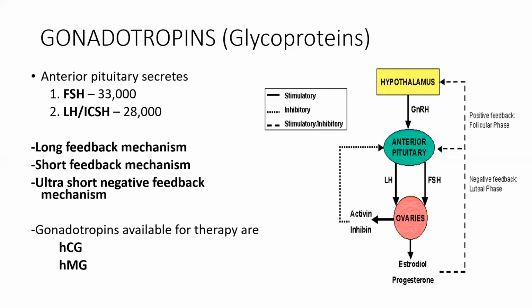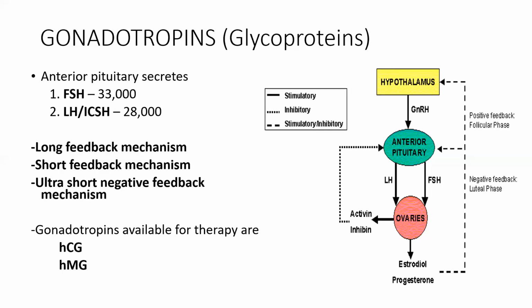The molecular weight of the follicular stimulating hormone is 33,000 and luteinizing hormone is 28,000. They have both alpha and beta chains. The alpha chain is identical in both follicular stimulating hormone and luteinizing hormone, but they differ in the beta chain. These two hormones are not used therapeutically. Why? Because of their short duration of action, that is, a very short plasma half-life, and they are destroyed by the enzymes present in the GIT.